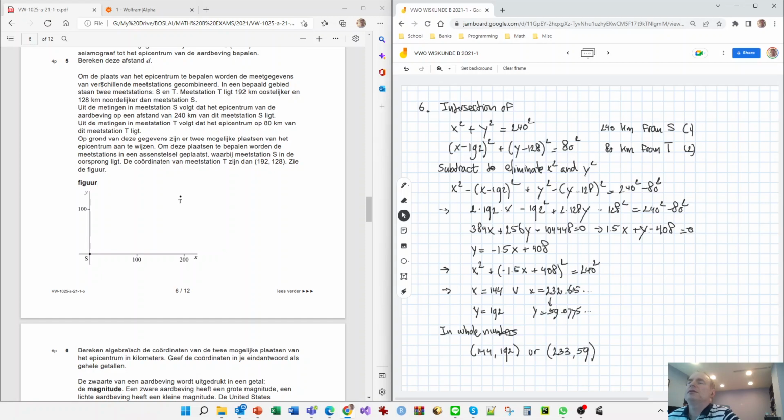They generally use different measurement stations, and let's say you have two measurement stations, S and T, and they give the coordinates in km of both, and they find that the earthquake happened at a certain distance, 240 kilometers from S and 80 kilometers from T.